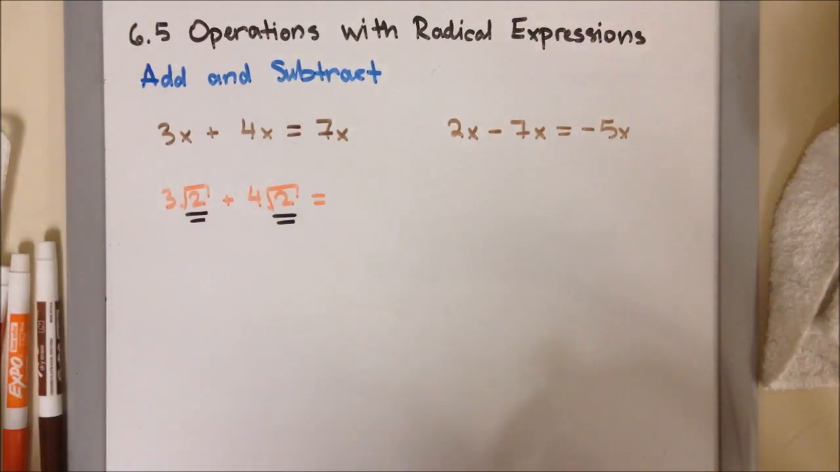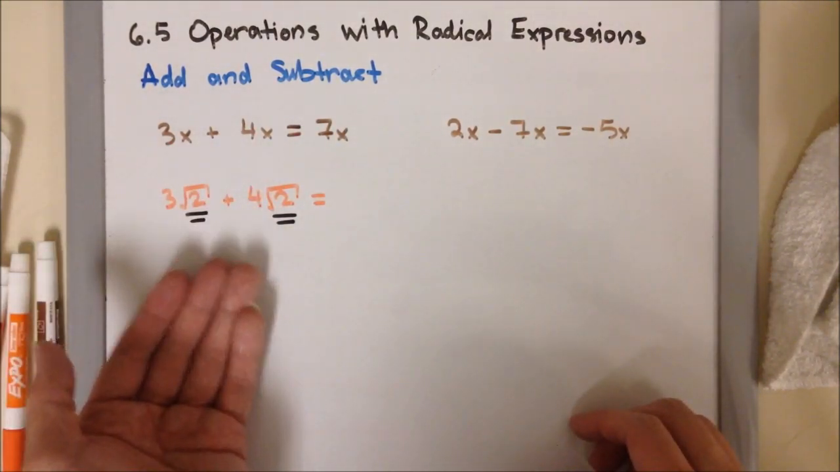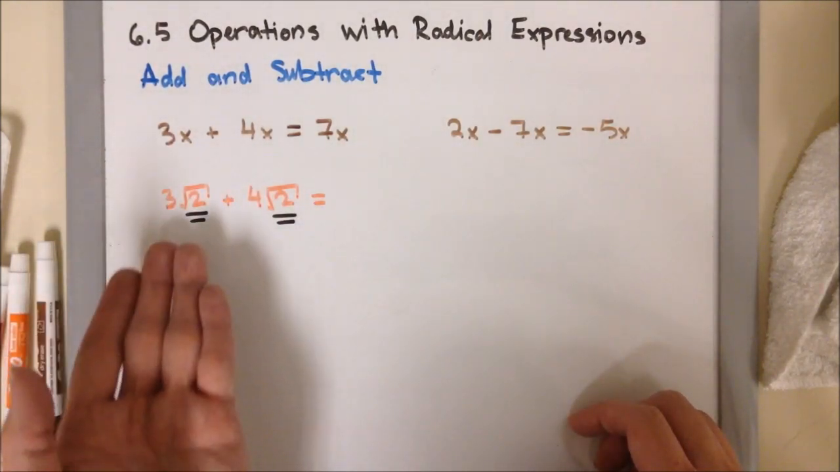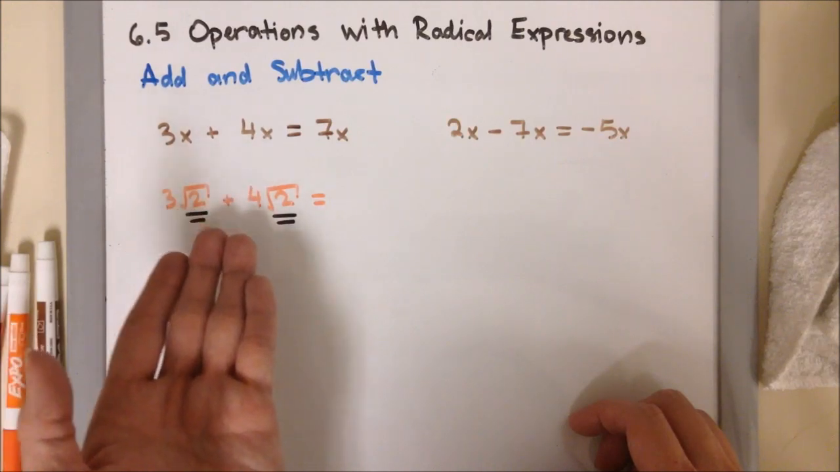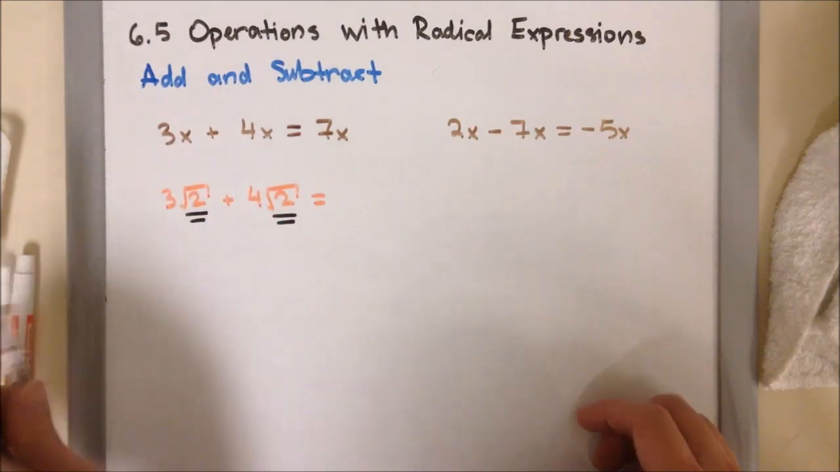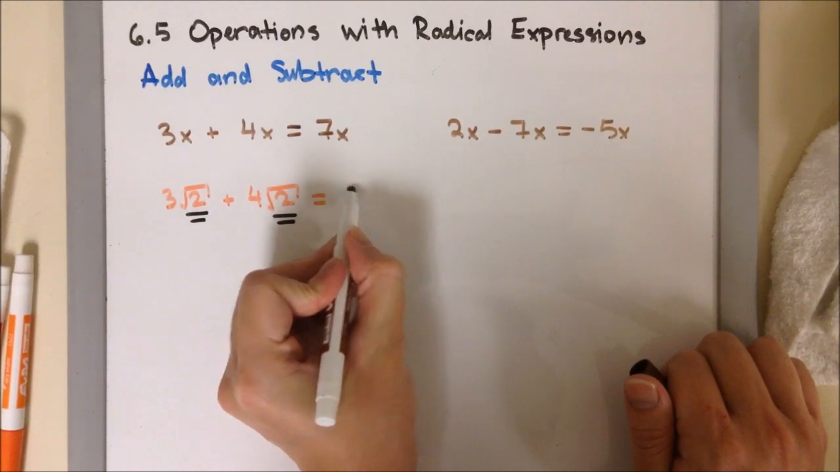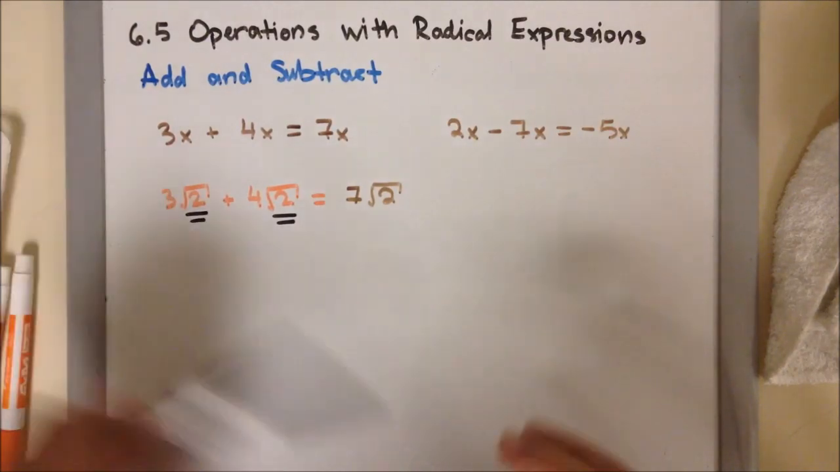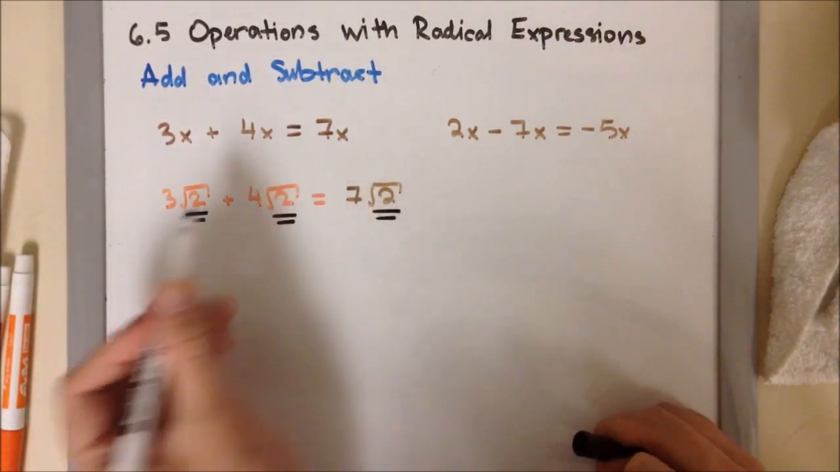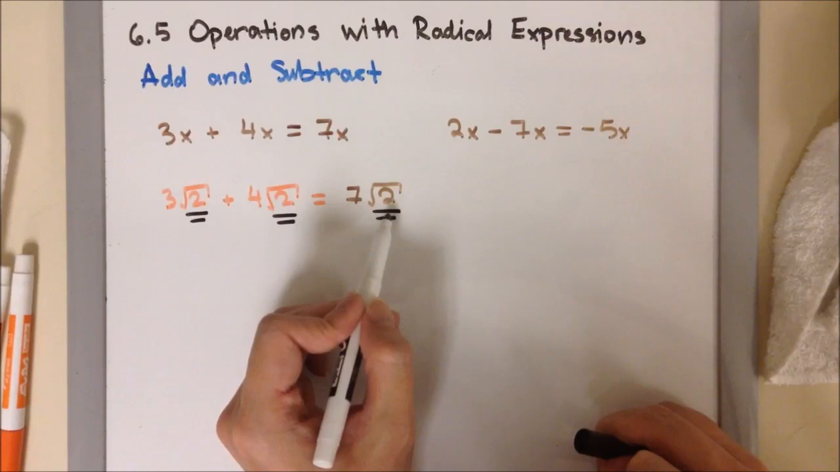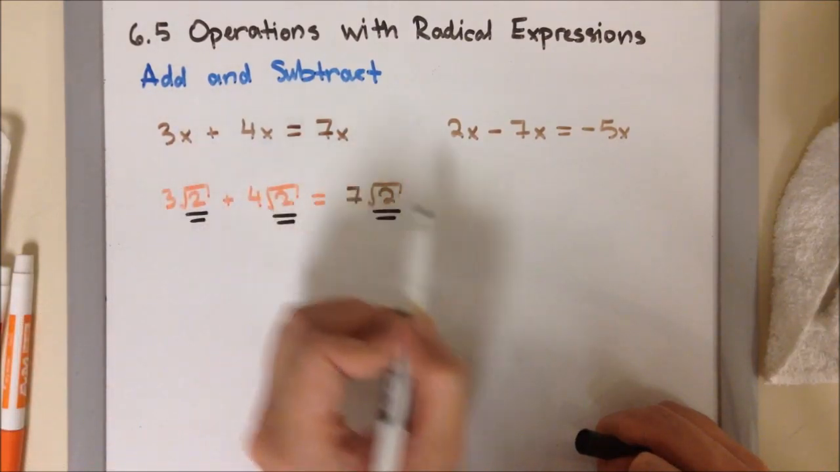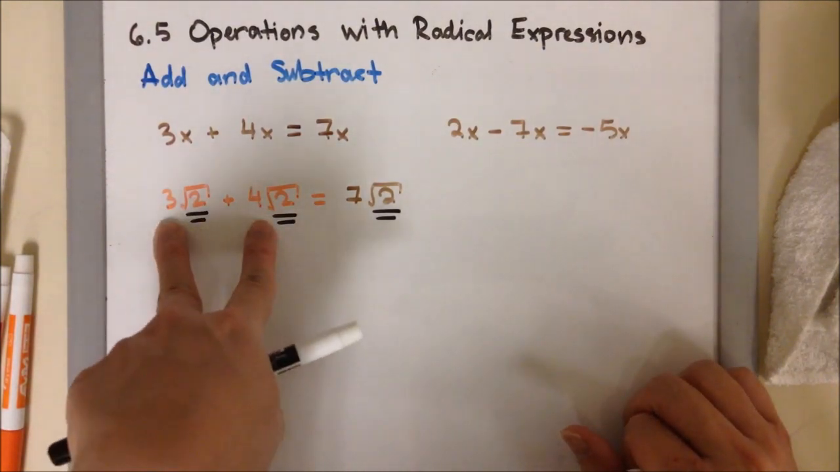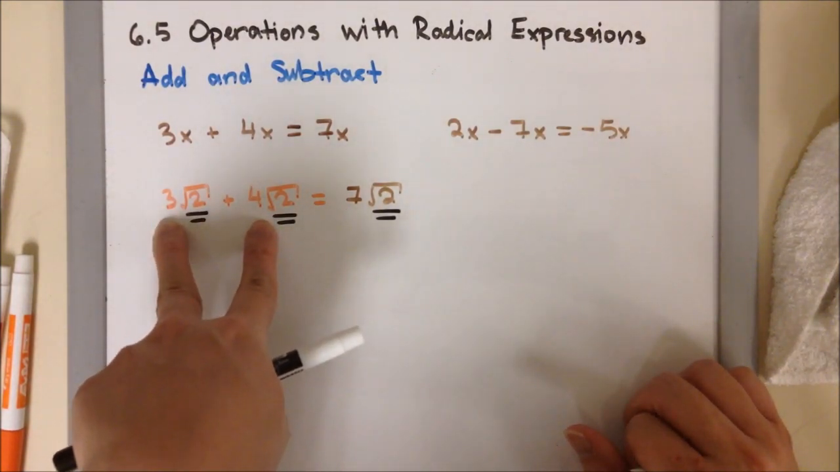So if they're kind of like variables, then it's going to be the same process as what we did up here. 3x plus 4x is 7x. So therefore, 3 square root of 2 plus 4 square root of 2 is simply 7 square root of 2. Now see how my square root of 2 stays the same? Square root of 2, square root of 2, square root of 2 is the same thing as x, x, x. That's all it is. We're just combining the coefficients, the ones that are in front of the square root of 2.